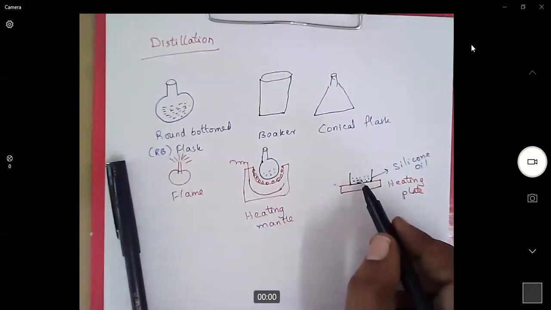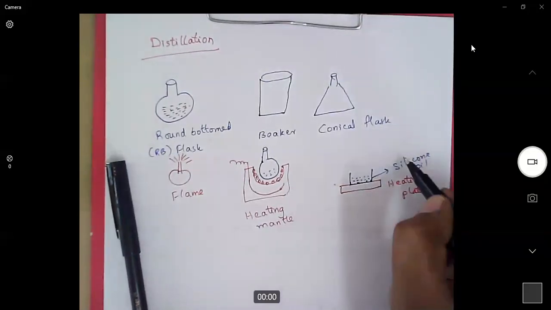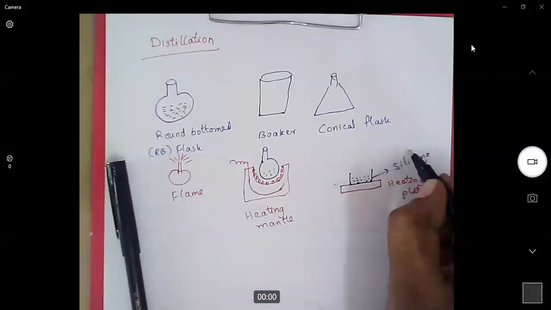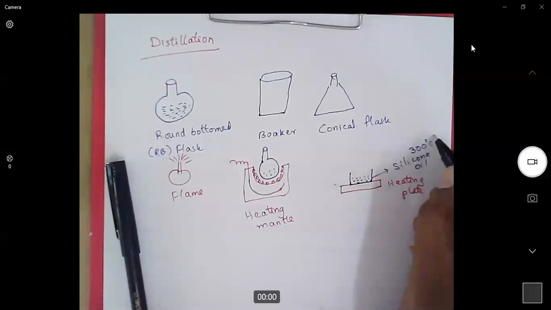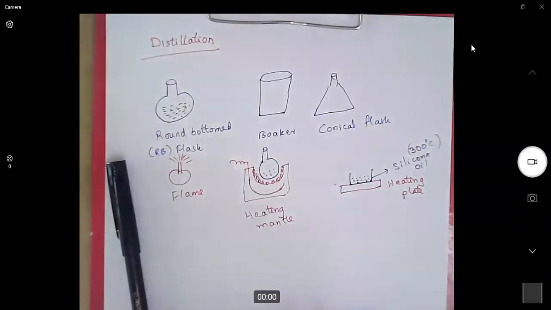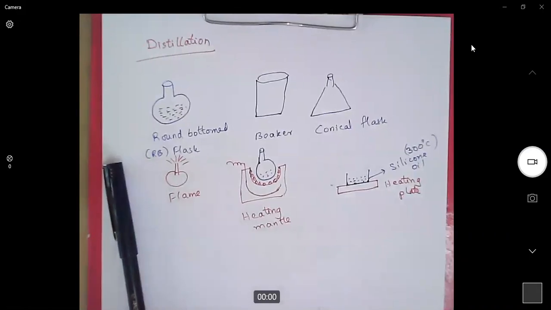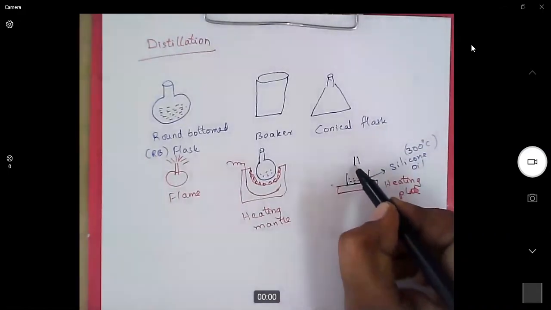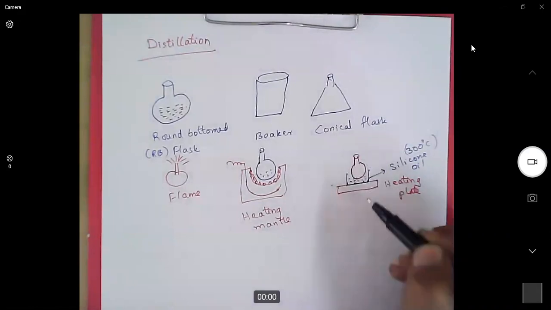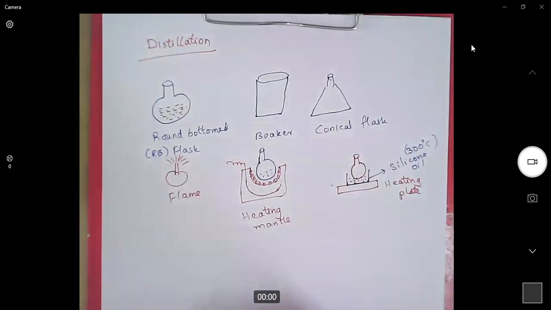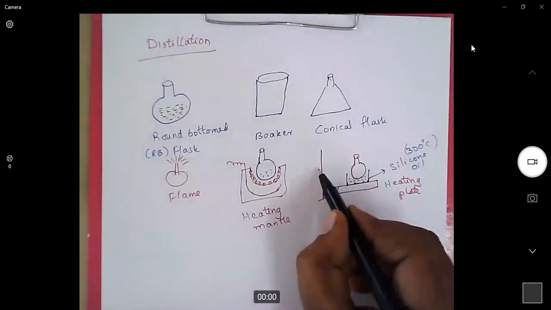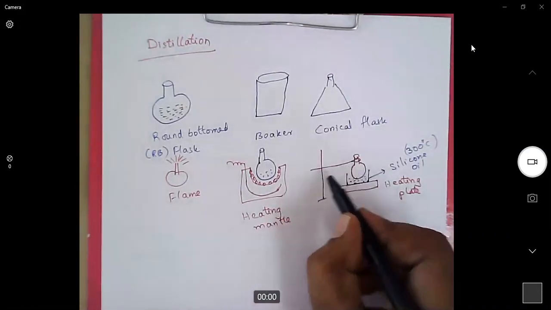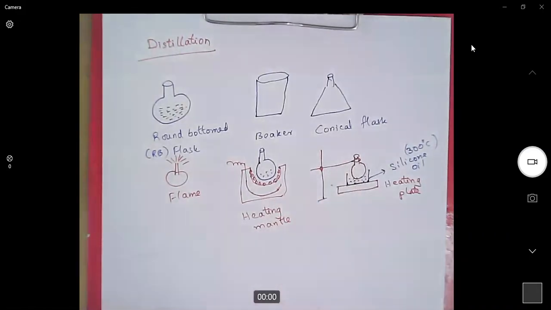Silicone oil can be used to heat reaction mixtures up to 300 degrees centigrade. Silicone oil is the best heating oil. So we place an RB flask inside the silicone oil. We will use some stands to hold this, right? So this is how we supply thermal energy to the reacting systems in a lab.